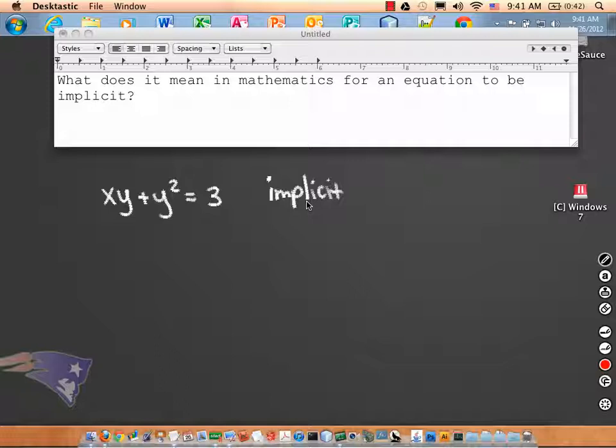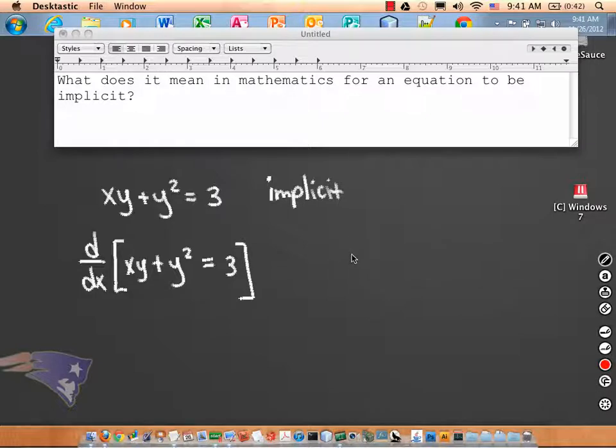It turns out that we can take derivatives of equations like these, and the derivatives mean the exact same thing that they meant before. So what I do is I take d/dx of xy plus y squared equals 3. The only thing I do different is I assume that y is a function of x. It's not even different. That's exactly what I've been doing all along, and that's what I've been teaching you all along. So this is the way that it works. What I do is I take the derivative of each part.